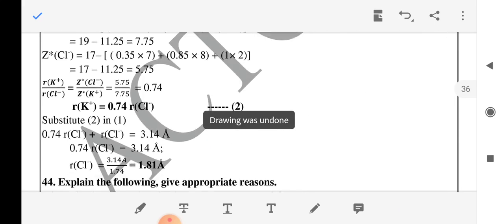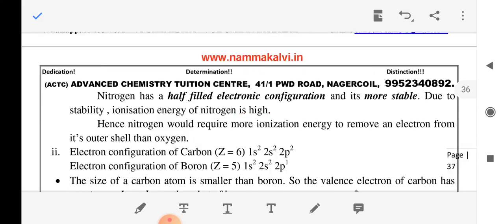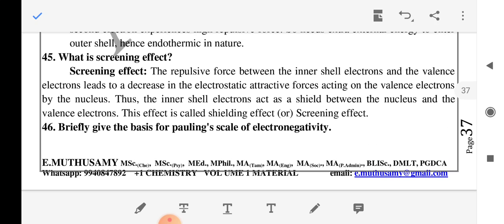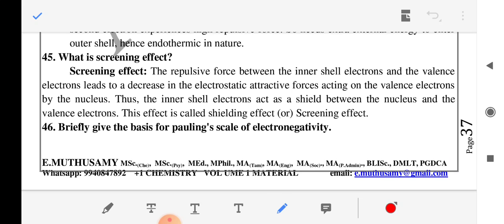Okay, the next question, what is screening effect? The screening effect means the repulsive force between inner shell electrons and the valence shell electrons leads to a decrease in the electrostatic attractive force acting on the valence shell electron by the nucleus. That is, the inner shell electrons act as a shield between the nucleus and the valence shell. This is the example for that.